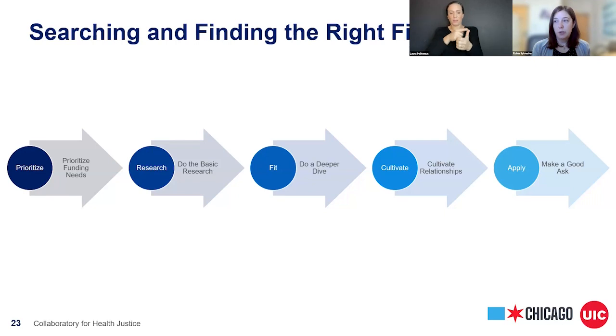Do the basic research, which might include search engines and a quick glance before maybe bookmarking a funder. And then do a deeper dive, which might include a closer read of the priorities and requirements of the funder, or searching for past awards on a website such as usaspending.gov. Cultivate relationships, which might be a relationship with the funder, if that's something that they offer as an opportunity, or a relationship with colleagues who have experience with that funder.